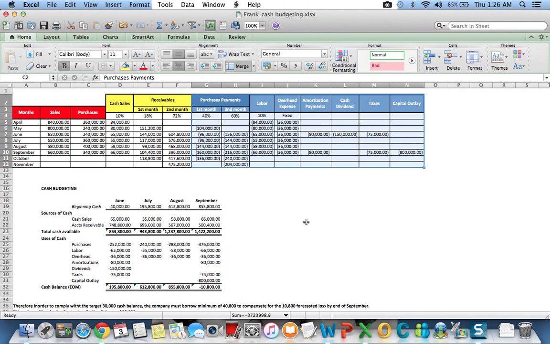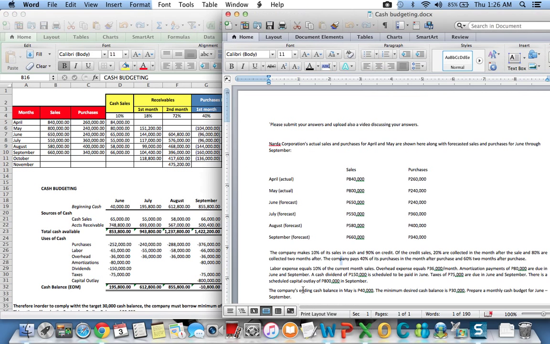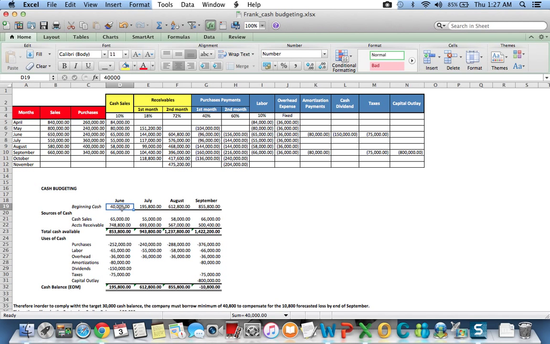So as we sorted out the given data, we can now prepare a cash budget for June to September of Narda Corporation and fulfill the minimum required cash balance of 30,000 pesos. To begin with, the company's ending cash balance in May is 40,000 pesos. This will be forwarded as the beginning cash balance for the month of June.